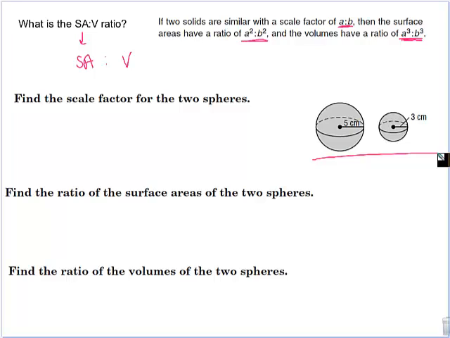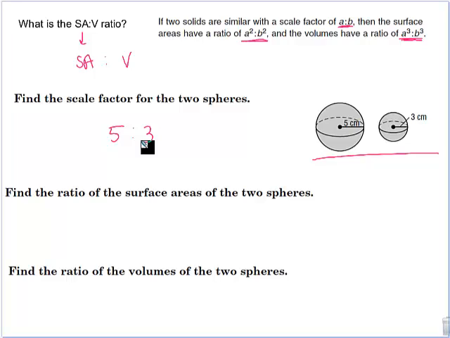There's no way a sphere can have a different type of shape. It's always going to be a sphere. Just like all circles are similar to each other, all spheres are. So this would have a scale factor of 5 to 3. So let's look at the surface area.